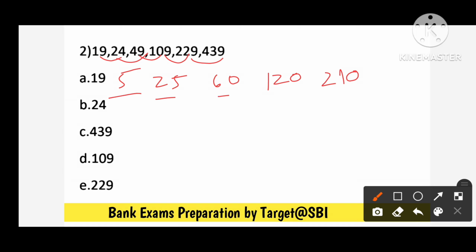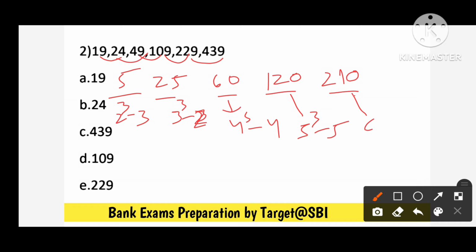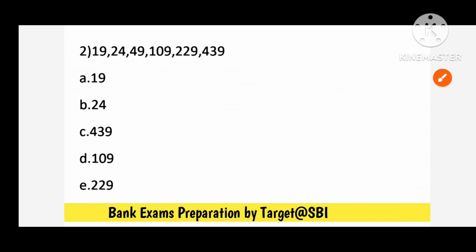So these numbers are familiar to me as a cube minus something. 2 cube minus 3, cube minus 3 minus 2. This is 4 cube minus 4, 5 cube minus 5, 6 cube minus 6. So these two don't follow the same pattern. So these two are wrong, meaning here in between 24 is our wrong number. Next, question number 3.